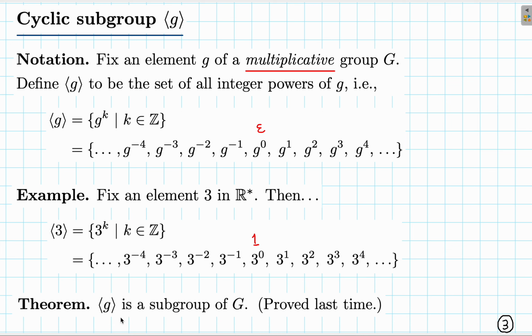Last time, in the previous lesson, we proved the following theorem: bracket g is a subgroup of our original group G. Although we're talking about all of this in the multiplicative setting, the same theorem holds even when the operation is addition. But again, later in today's lesson, we'll dig more into what all of this means when our operation is addition instead of multiplication.